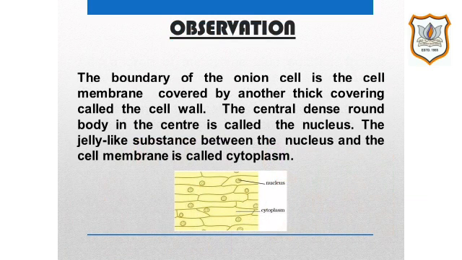Students, after performing activity 3, we will observe that the boundary of the onion cell is the cell membrane, covered by another thick covering called the cell wall. As I told you earlier, cell wall is present in plant cell. The central dense round body in the center is called the nucleus. The jelly-like substance between the nucleus and the cell membrane is called cytoplasm.